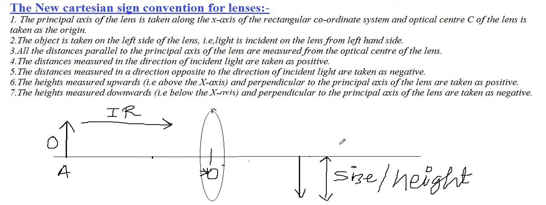Now how is it applicable in case of sign convention? If the image is formed below the principal axis, then this size or height will be negative. And if the image is formed above the principal axis, then the size or height will be positive. So these are the sign conventions which we have to remember, and it will help you in numericals.